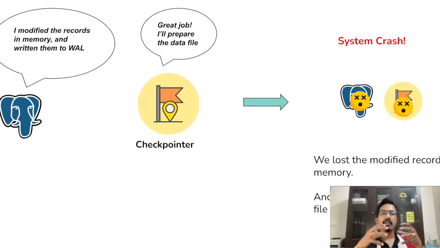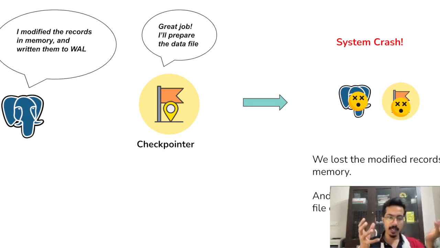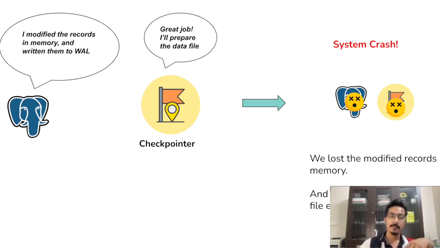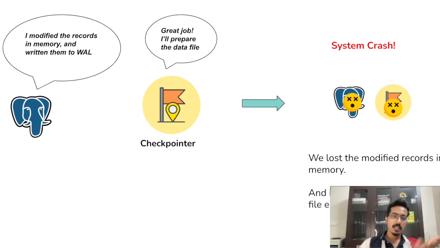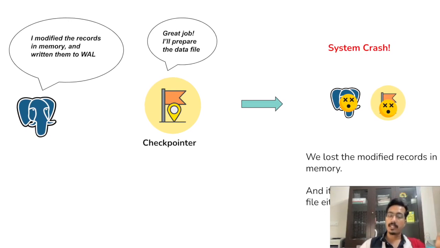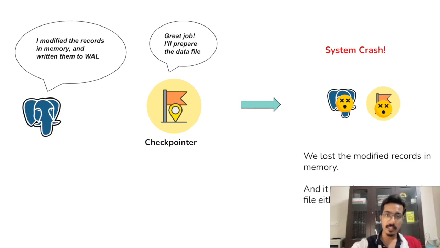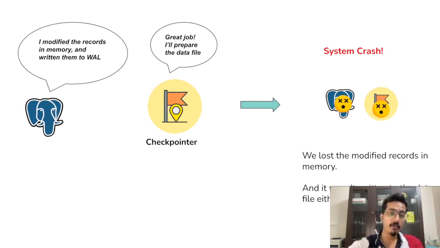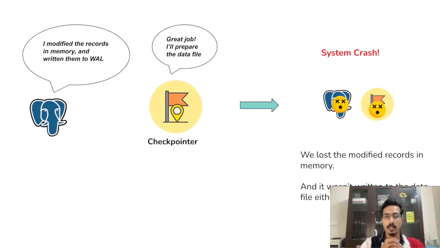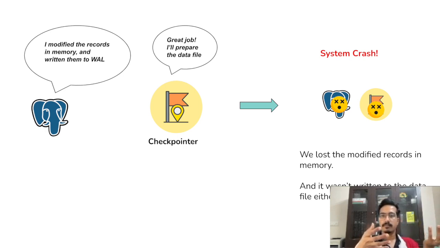So Postgres modified the records in the memory, just like we said. And of course, as soon as it's performed on the memory, it's immediately written to the WAL file. So the checkpointer says, oh, that's great, I will prepare the data file based on the unchecked records in the WAL, in the write ahead log file. So as the checkpointer was doing that job, the system crashed.